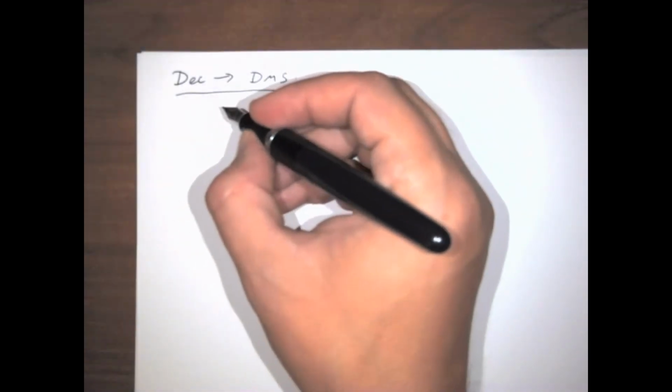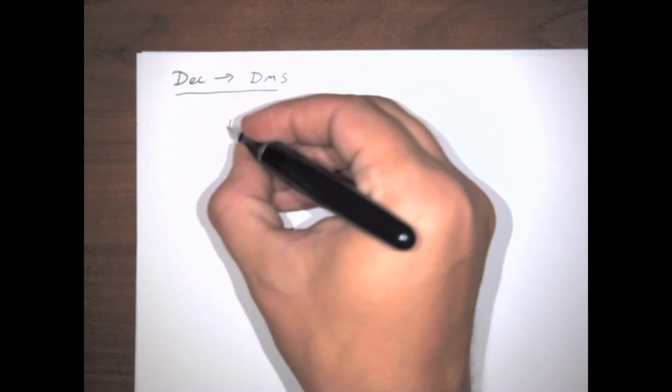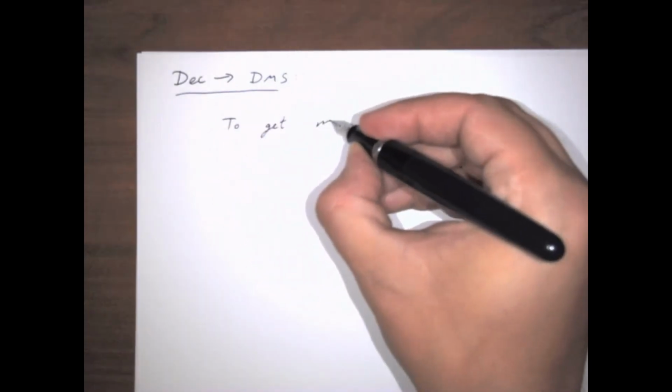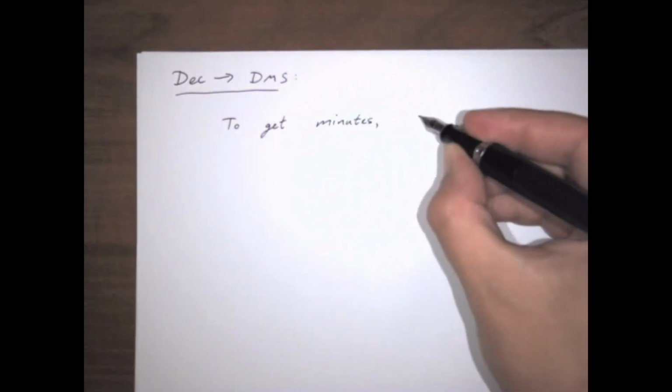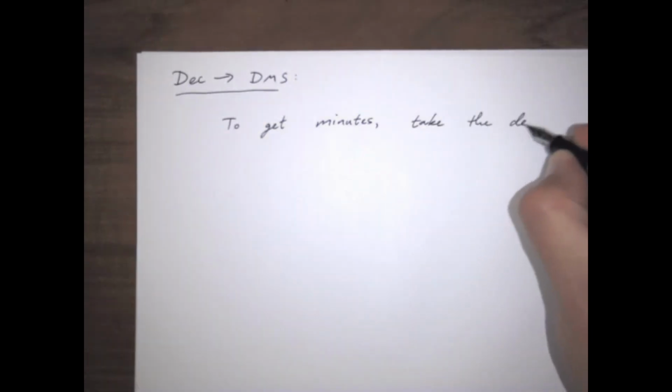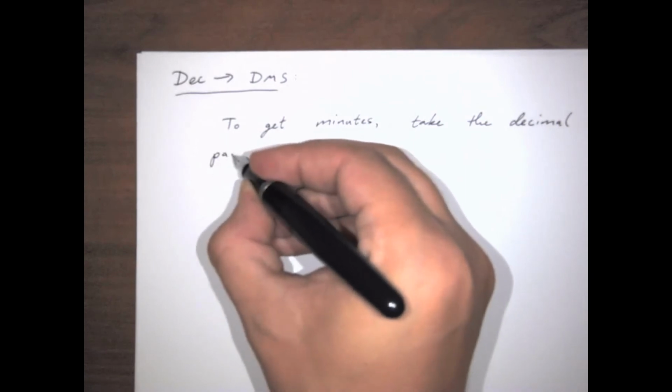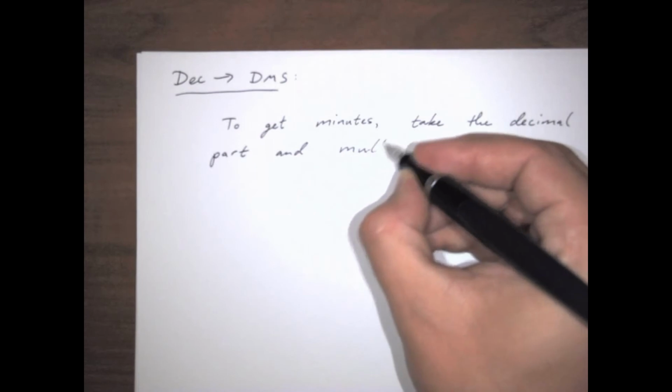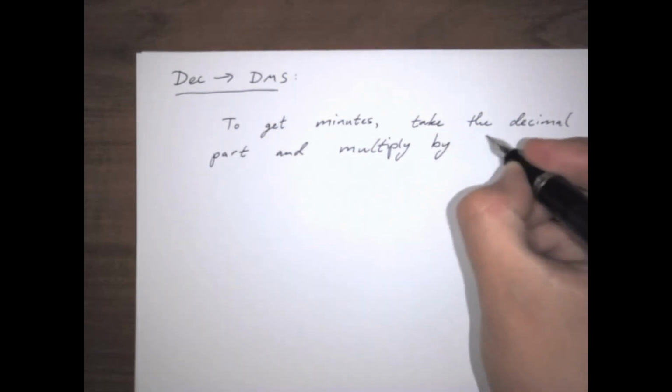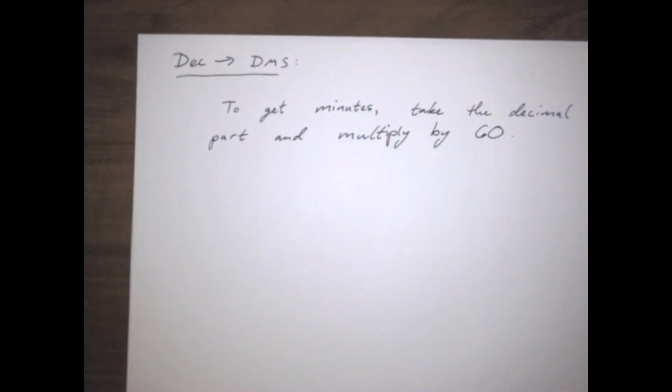So decimals to DMS. The way this works is, if I have the angle, the degree part is just the integer part of the decimal, and then you take what's left over and you multiply it by 60. So to get minutes, take the decimal part and multiply by 60. So it's 60 minutes to a degree. So if you take a fraction of a degree, multiplying it by 60 will tell you how many minutes it is.